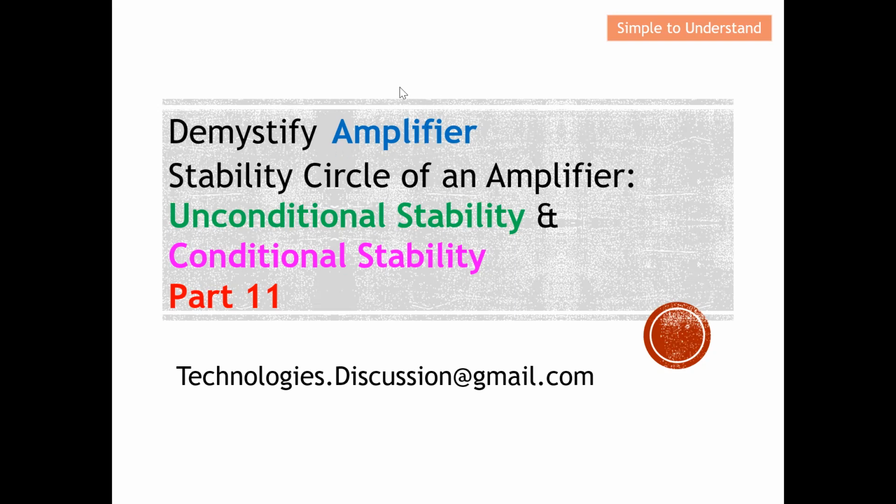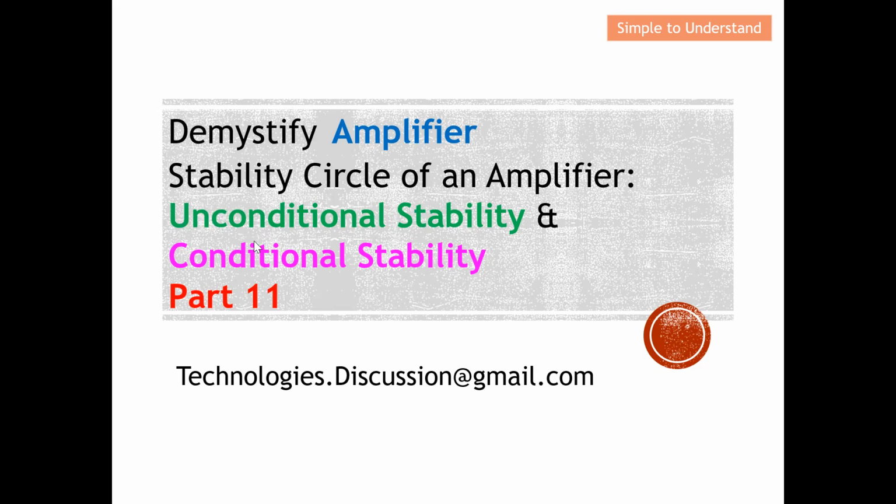Today, I'd like to continue the discussion on amplifiers. For this video, I'm going to concentrate on the stability circle of an amplifier. Under this stability circle, there are two possible scenarios for an amplifier. The first scenario is unconditional stability, which means that the amplifier will always be stable if they meet certain criteria. So basically, this form of always-stable amplifier is classified as unconditional stability.